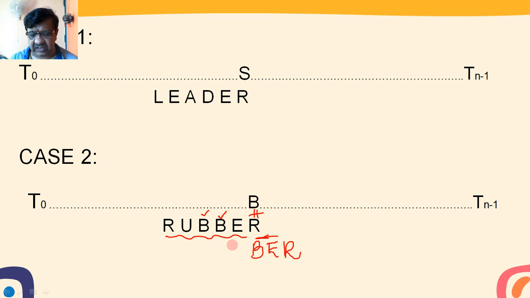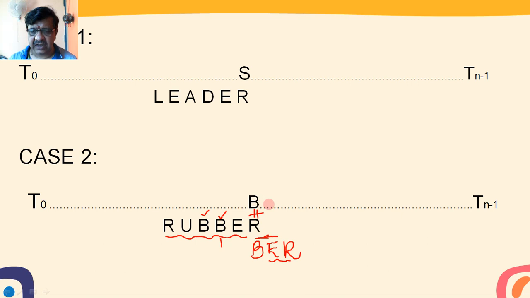In order to calculate the shift, we will measure the length of the pattern. That is 1, 2, 3, 4, 5, 6. And we will measure the number of characters until here. So it is 1, 2, 3, 4. 6 minus 4 is 2. So the shift is 2. These two characters have been shifted in the forward direction. So B will be aligned with respect to B. So this is the second case.